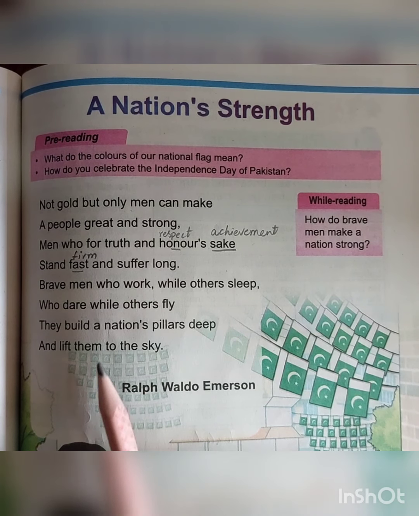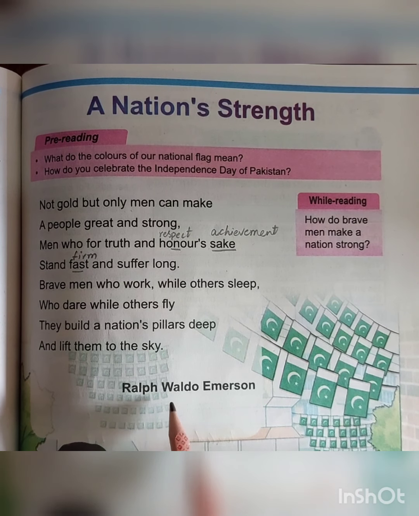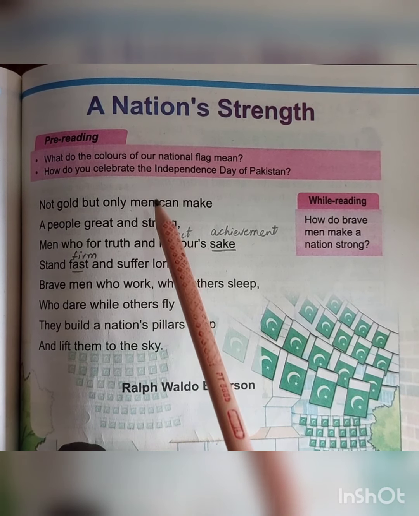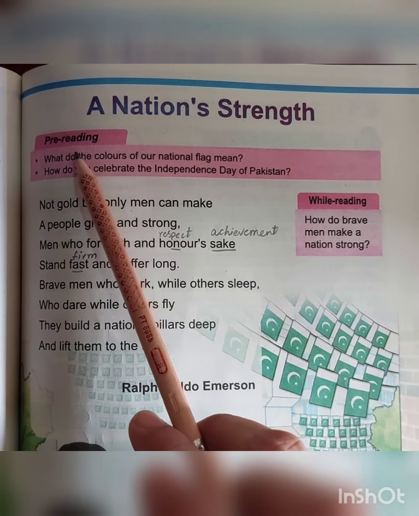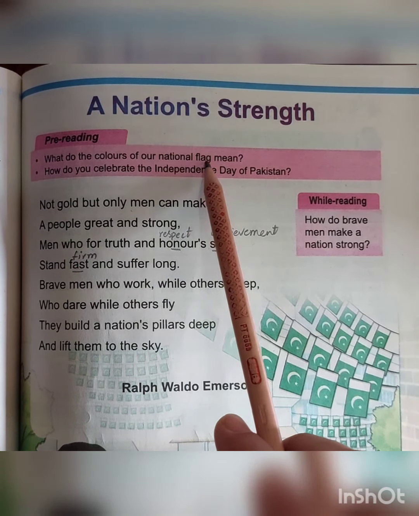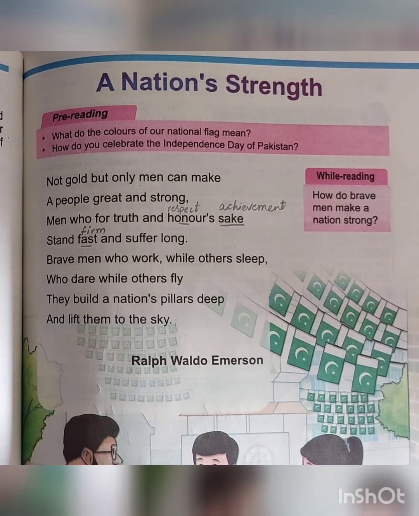Now let's move towards the poem A Nation's Strength, which has been written by Ralph Waldo Emerson. Before moving towards the reading of the poem, let's discuss the questions in pre-reading. What do the colors of our national flag mean? Its answer is the colors of our national flag represent the people living in Pakistan. Green color represents the Muslims and white color represents the non-Muslims.